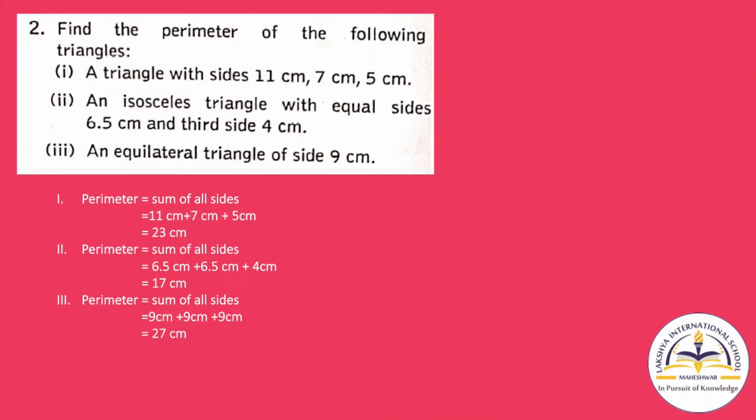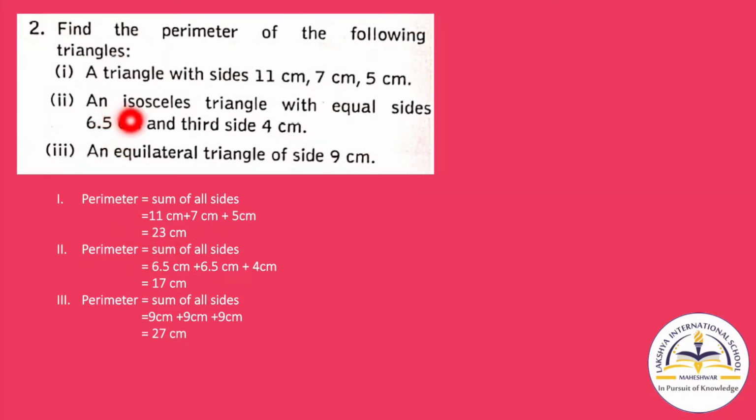Now question number 2, find the perimeter of the following triangles. Now we have to calculate the perimeter for the following triangles. A triangle with sides 11 centimeter, 7 centimeter and 5 centimeter. So we know perimeter equals the sum of all sides. It means 11 plus 7 plus 5, that is 23 centimeter.